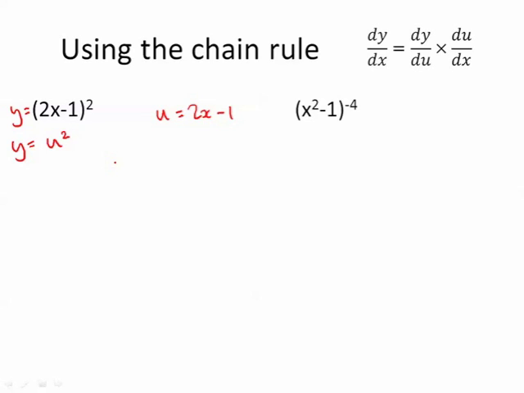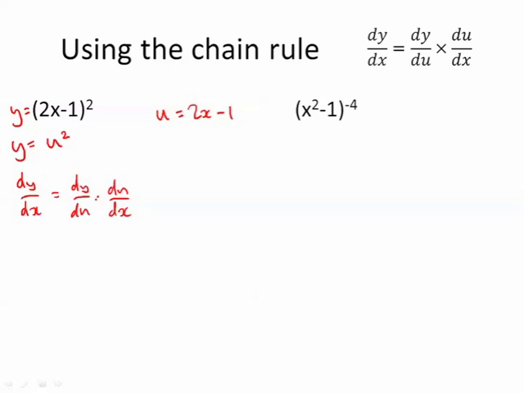What I'm going to do is have two columns of working here. I've got the left-hand side, which is my main story, the main line of what I'm doing. Then the right-hand side is auxiliary to that, just doing any extra bits which come up. So we know that u equals 2x minus 1. The formula I'm using is dy/dx equals dy/du times du/dx.